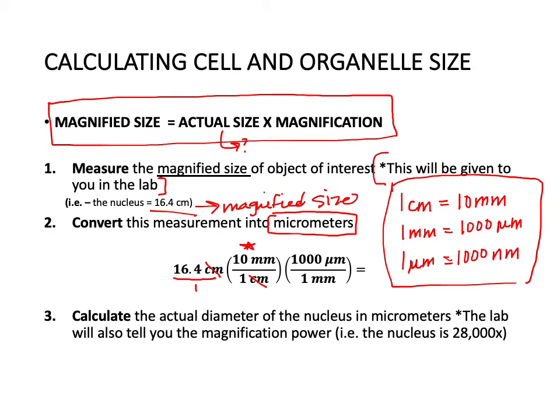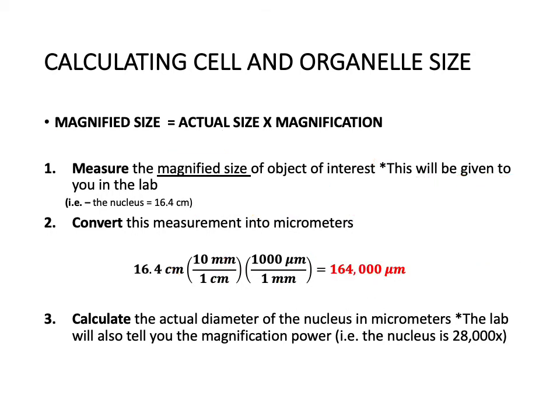I'll have converted this to millimeters when I multiply 16.4 by 10. And then I need to convert that to micrometers. So I'm taking my ratio and organizing it so that micrometers is on the top and millimeters is on the bottom. Again, those cancel out. And so when I do the math, 16.4 times 10 times 1,000, this tells me that the nucleus is 164,000 micrometers. So that's the first way that I showed you how to convert units.